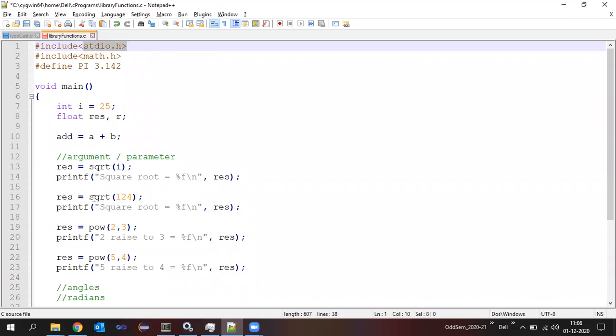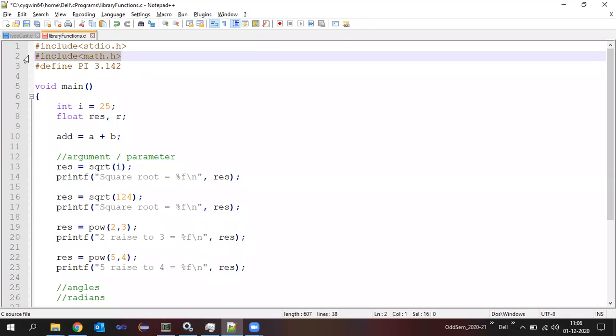But here, in order to calculate the square root, we are using SQRT. This SQRT is something different. This SQRT will not be recognized by this stdio.h. So in order to recognize this SQRT, the corresponding header file is the math.h. So we need to write this math.h. If I don't write this math.h, then that will not be identified.